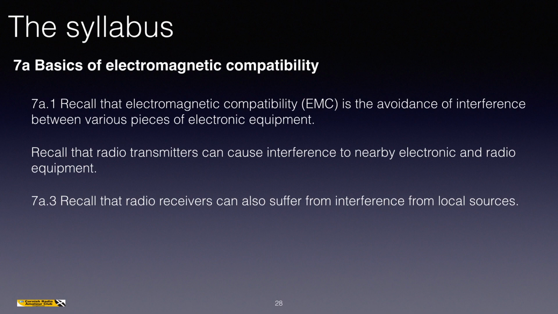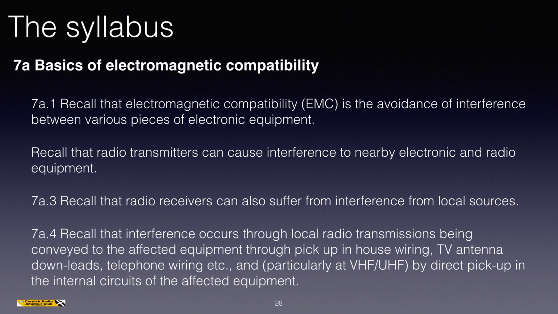So recall that radio receivers can also suffer from interference from local sources. If you have a noisy electric motor, or a thermostat, or some solar panels and a regulator nearby, they can be the source rather than your transmitter. So one of the things that Ofcom will probably ask you to do if you're involved in some sort of incident is to keep a log so that they can correlate the time when the interference is experienced and the time when you're transmitting. And if they don't correlate, then they'll be looking for something else as the interference source.